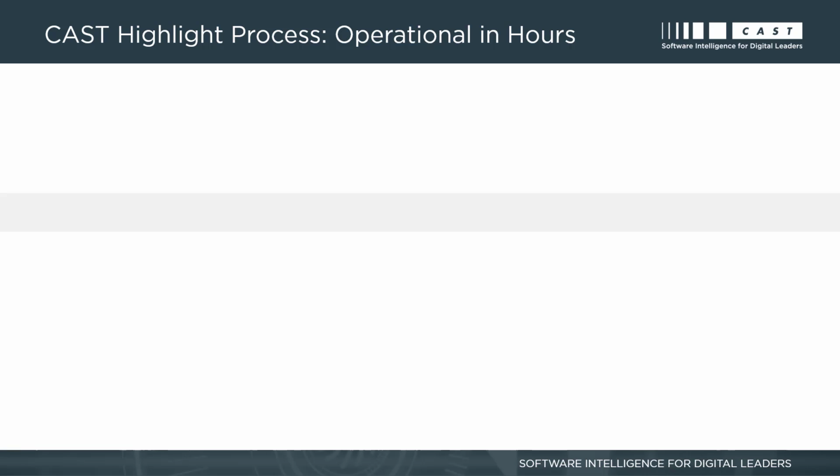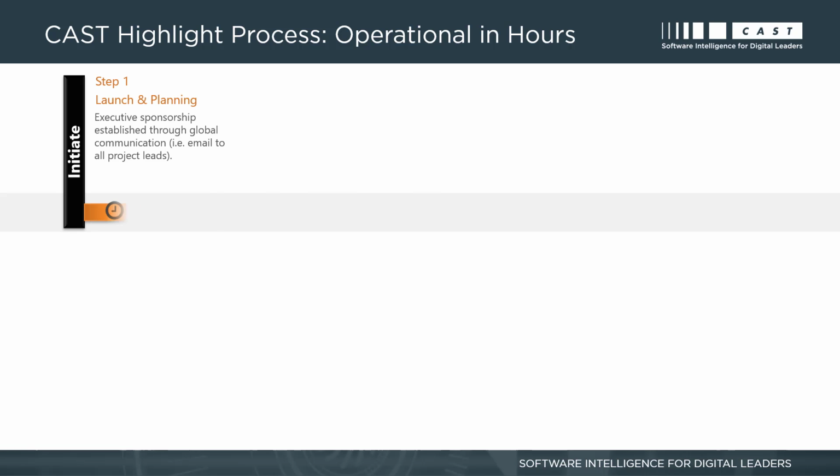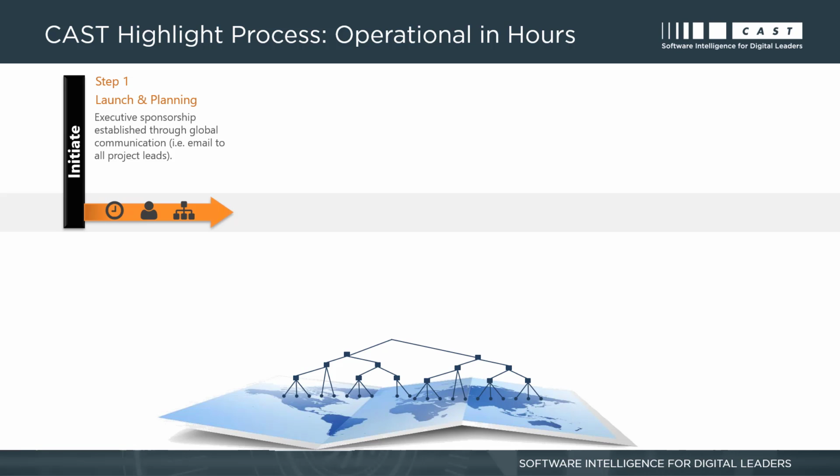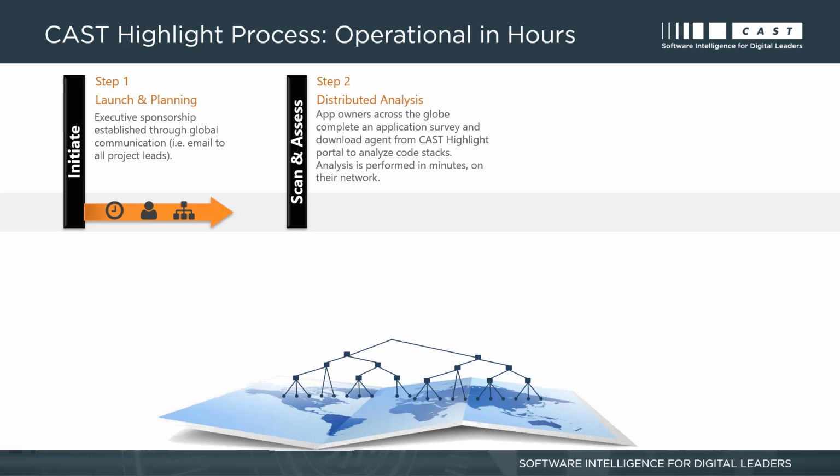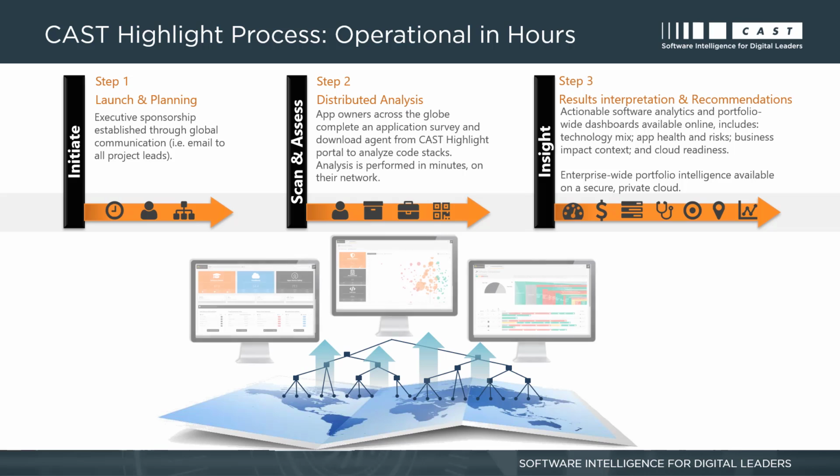Cast Highlight's application portfolio analysis is executed in 3 simple steps. Step 1. Configure the campaign and launch to key stakeholders. Step 2. Responders will answer a few survey questions and use a local agent to scan the code of the application. The code never leaves the safety of the company because only the statistical results are used. Step 3. After all the data is collected, the leadership or enterprise architecture team can use Cast Highlight's powerful analytics to analyze the data and prioritize actions.